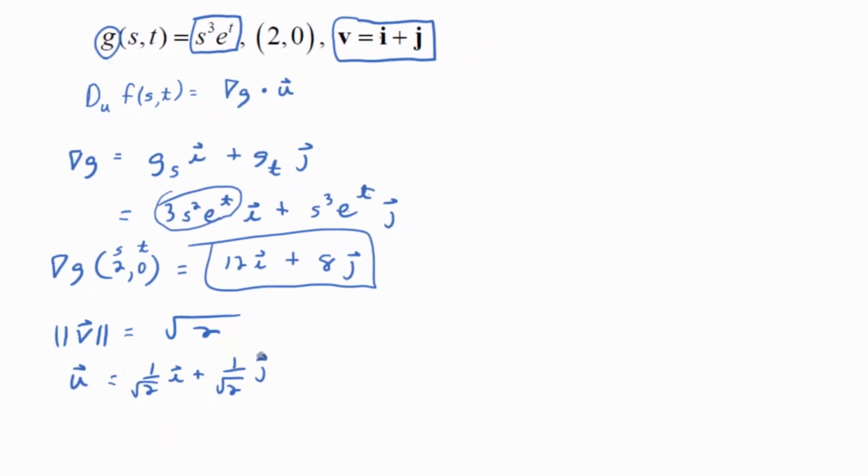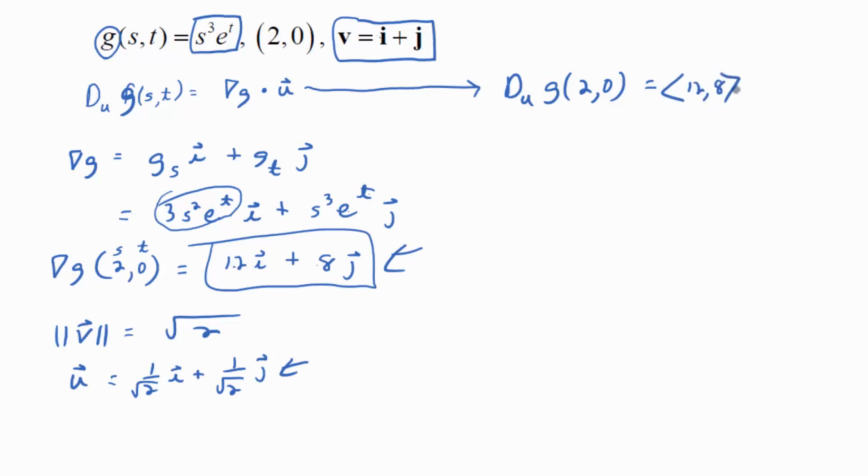Okay, and so getting back to this formula then, the directional derivative of, it really is g, I suppose, g at 2, 0 would be this guy dotted with this guy. For those of you that like component form, I'm going to mix notation. I hardly ever do that. I'm going to take 12, 8, and dot it with 1 over rad 2, comma 1 over rad 2. And what do we get?